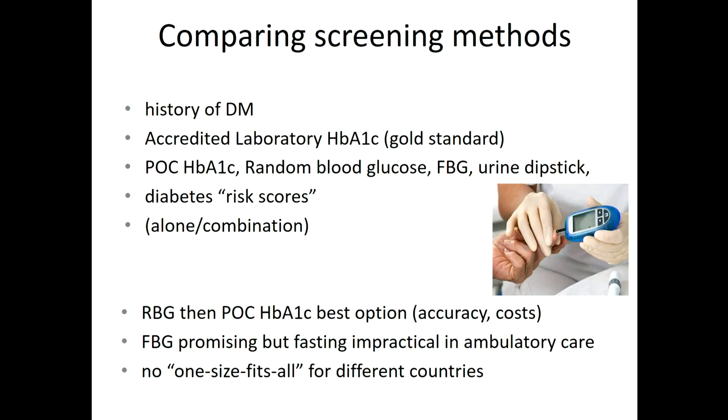Now, in terms of accuracy and cost, the best approach across the sites seems to be a random blood glucose followed by a point of care test if it's above a certain threshold. And the fasting blood glucose is promising, but still a bit impractical in ambulatory care. More of this data will be presented tomorrow.